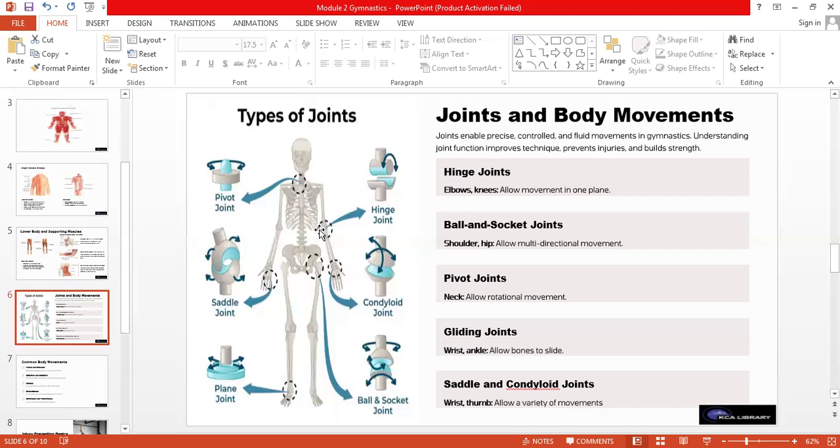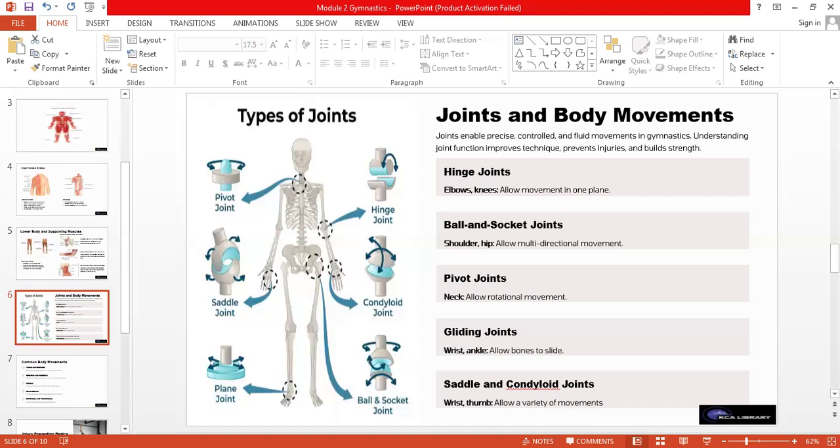the neck area. You have the gliding joints, and this is for the wrist and ankle, which allows bones to slide. We have the saddle and condyloid joints, and you can see it. This is the saddle. This is the condyloid, and it's for the wrist and thumb, and it allows a variety of movements also. And this actually is very, very important.